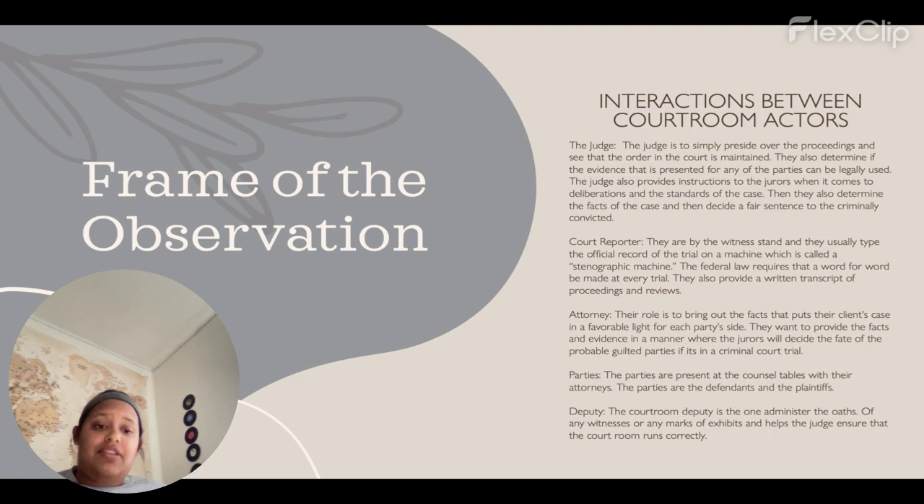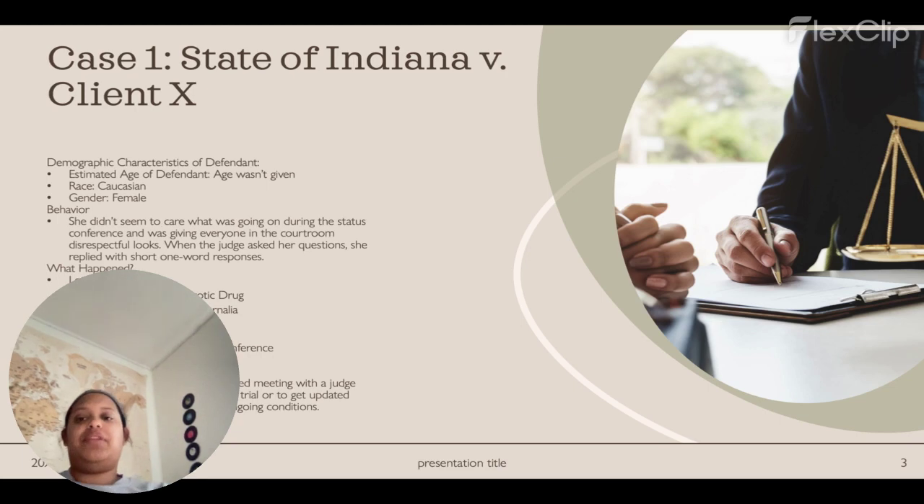The courtroom deputy is the one who administers the oaths to any of the witnesses or marks exhibits, and helps the judge ensure that the courtroom runs correctly and smoothly.